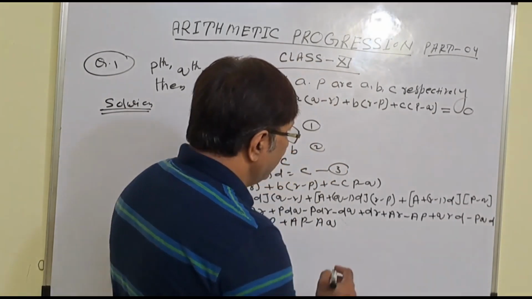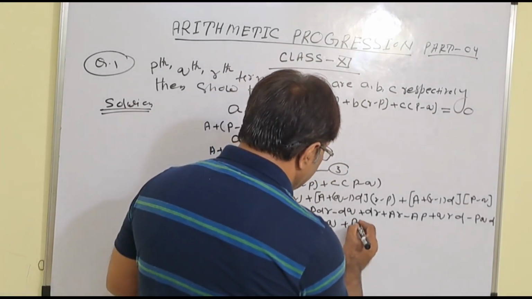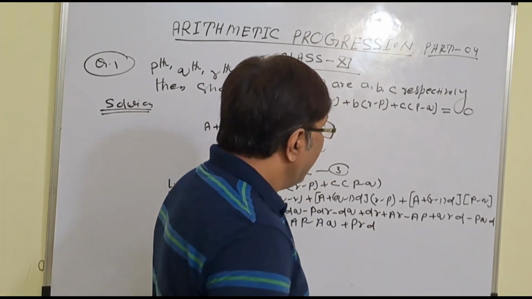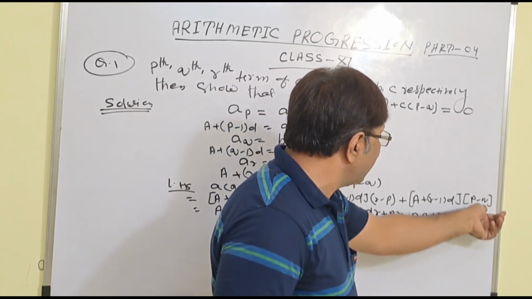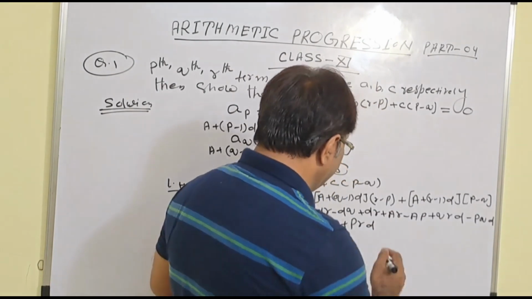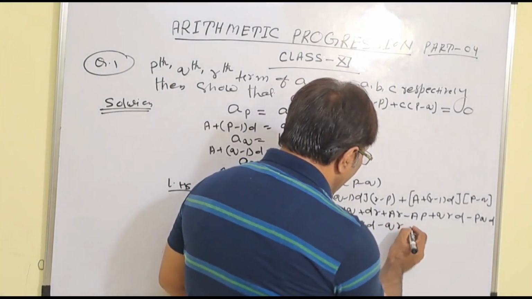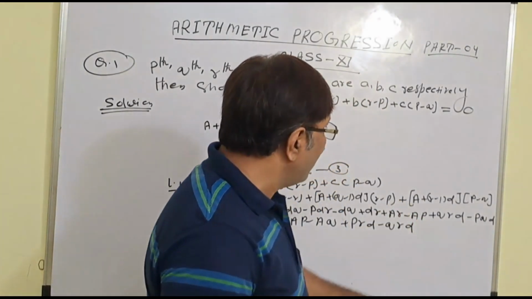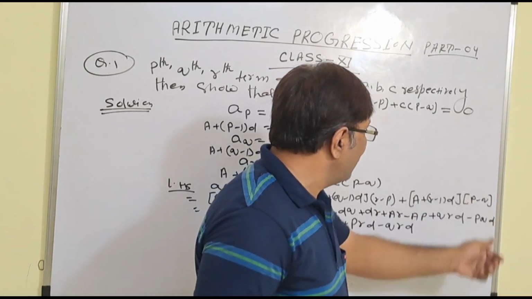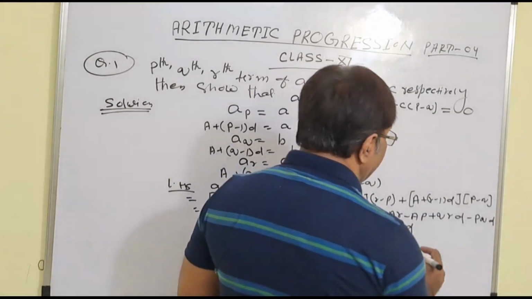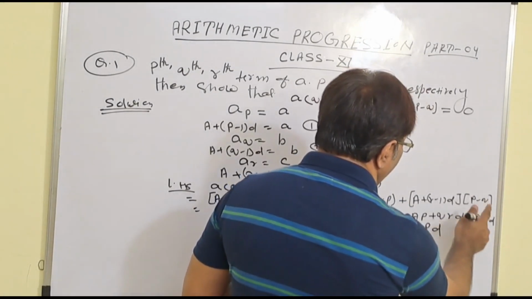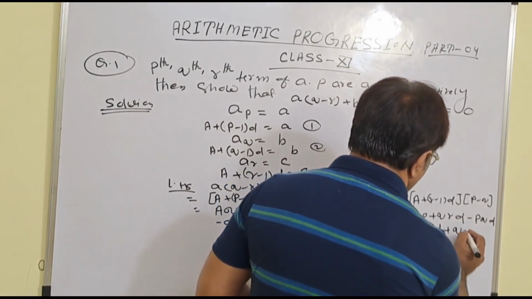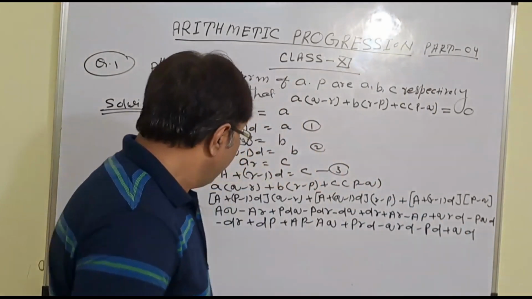So this is plus PRD. And now again RD into minus Q, so minus QRD. So we will get minus QRD. Now it is minus D into P, so we will get minus PD. And minus D into minus Q is plus QD. Right?